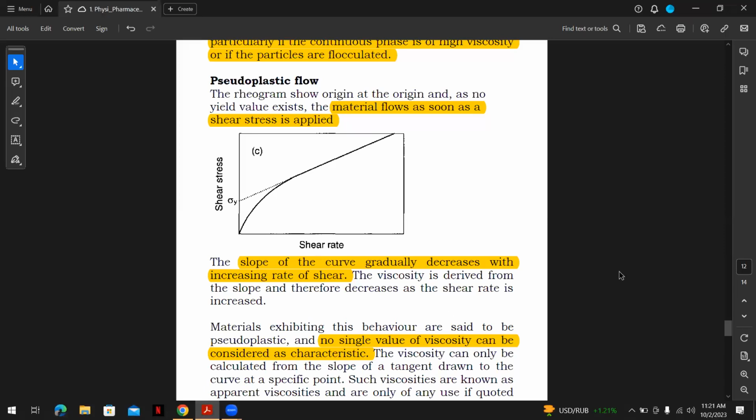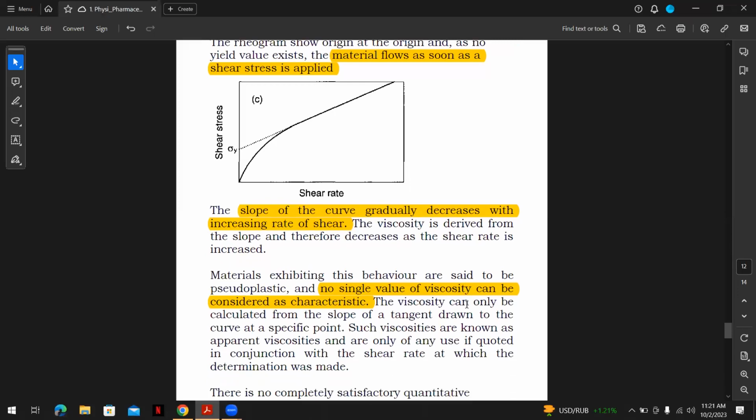So materials exhibiting this behavior are said to be pseudoplastic, and no single value of viscosity can be considered as a characteristic. The viscosity can only be determined or calculated from the slope, a tangent drawn to the curve at a specific point. You may have heard of apparent viscosities. Such viscosities are known as apparent viscosities.